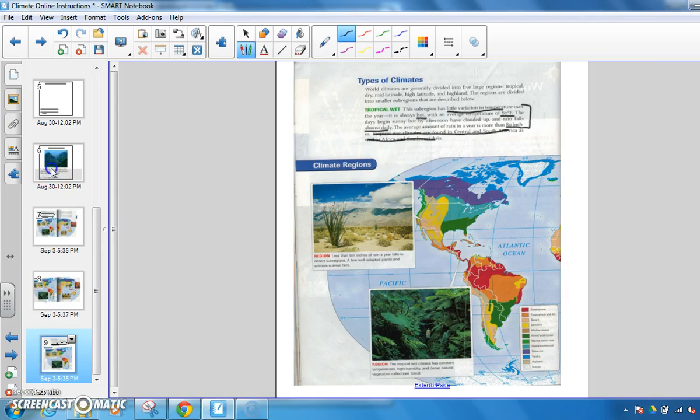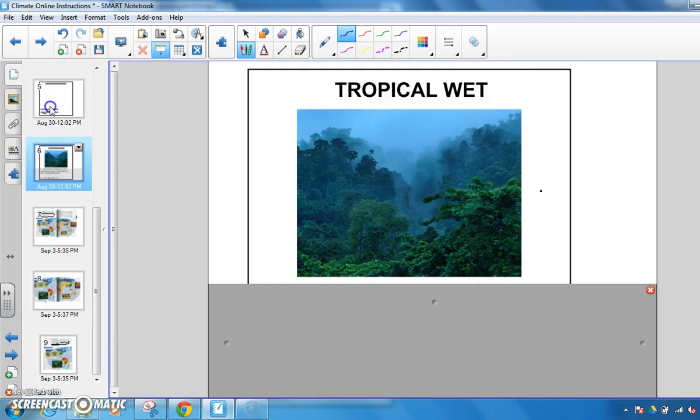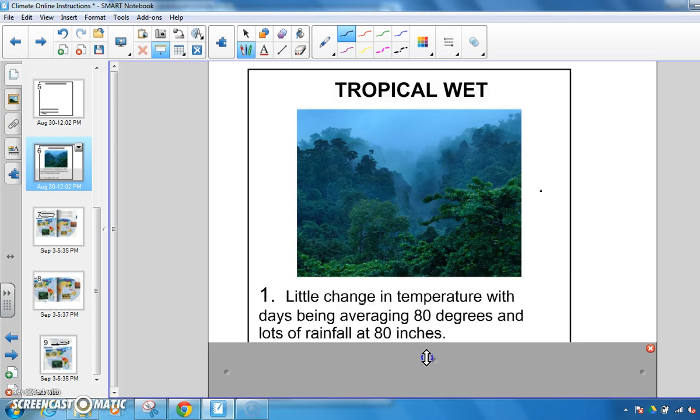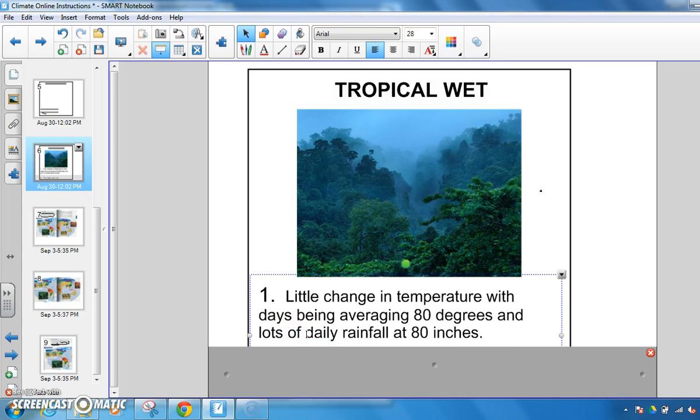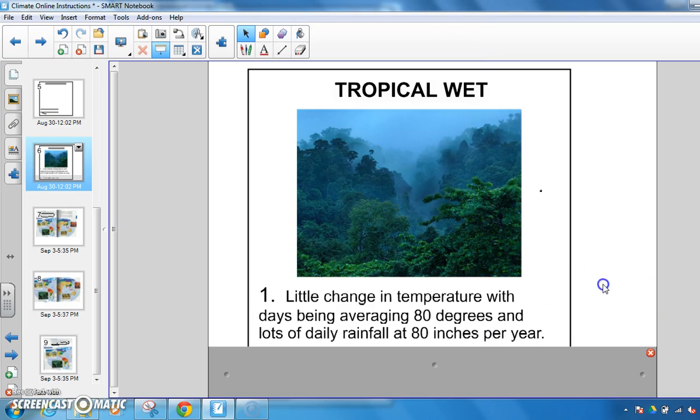I'm going to go to my climate foldable box, and it says describe the climate zone. So here's my example. You're more than welcome to use this. Little change in temperature, with days averaging about 80 degrees, and lots of, and I'm going to add this, daily rainfall at 80 inches per year. Okay? So with that, I have just described that tropical wet climate zone that's here.